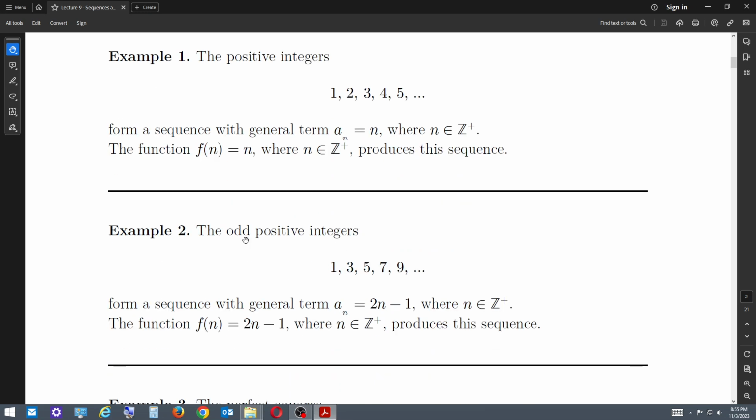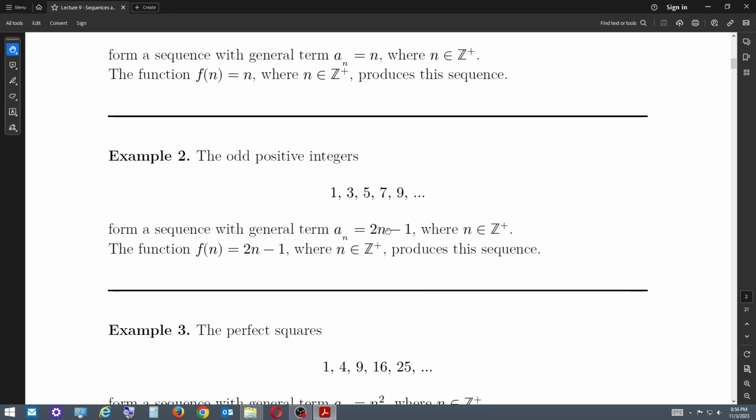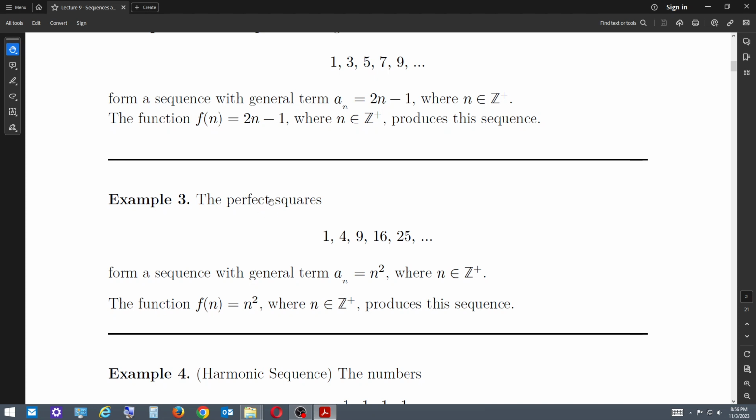You can also have a sequence of odd positive integers: 1, 3, 5, 7, 9, etc. Here the general term a_n is equal to 2n minus 1, where n is a positive integer. We can have the sequence of perfect squares, 1, 4, 9, 16, etc. Again, here a_n is equal to n squared, where n is a positive integer.